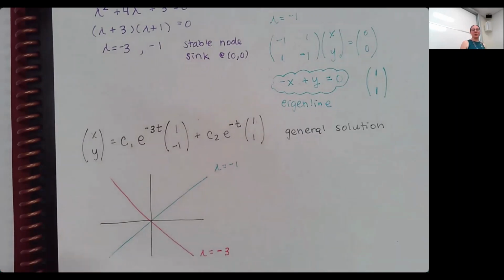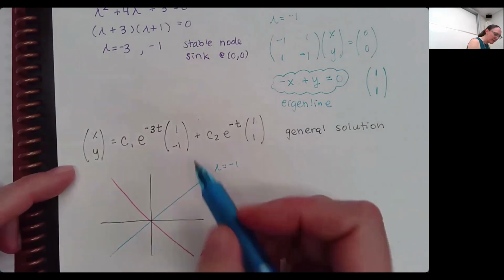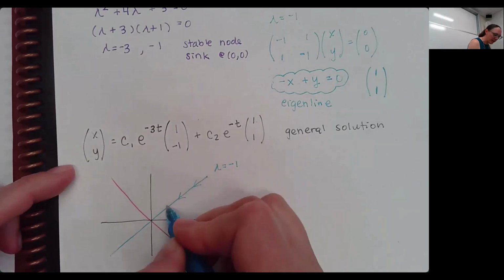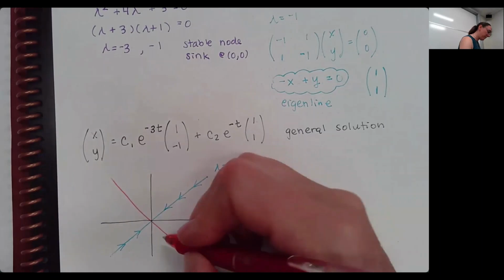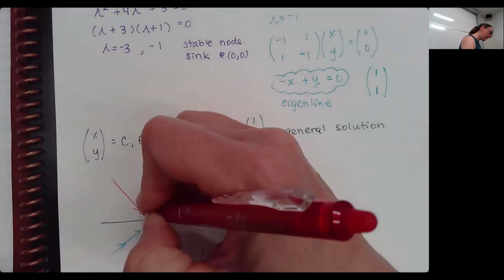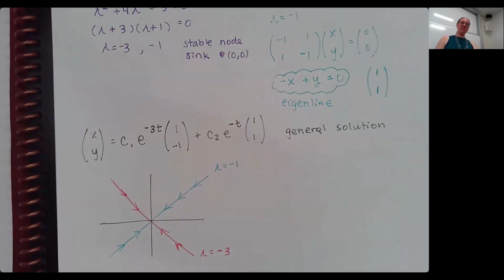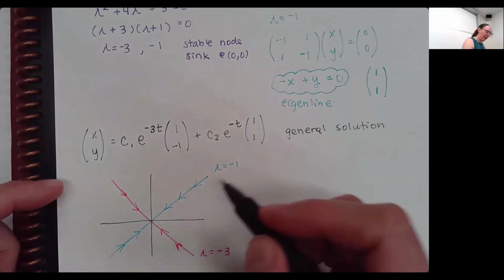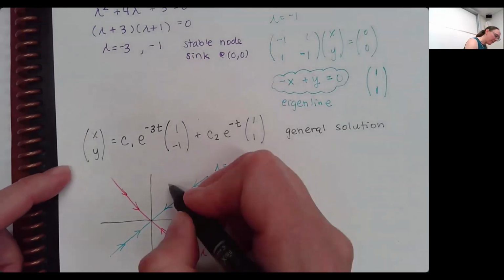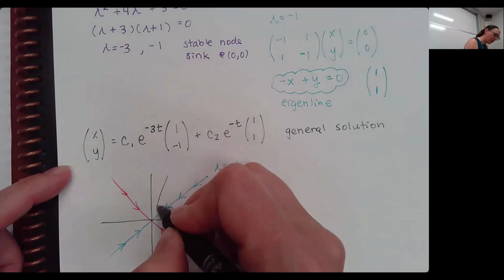So along the eigenlines themselves, both lambdas are negative. So I know my trajectories just head straight in to the origin. And in fact, because this is a stable node, all of my trajectories head straight into the origin. So everything's just headed into the origin here.